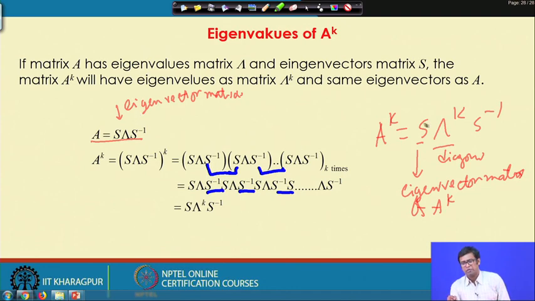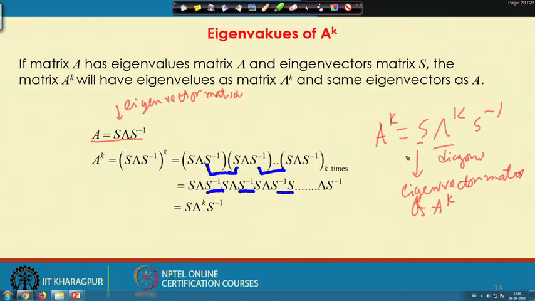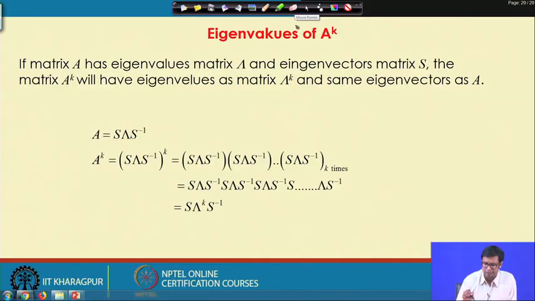Similarly, we get a diagonal form using S lambda to the power k S inverse. Therefore, S is also the eigenvector matrix of A to the power k. So, A to the power k and A will have the same eigenvectors, and the eigenvalues of A to the power k will be the diagonals of the matrix lambda to the power k, which you can easily check. This is very simple, but please check what the diagonal components of this matrix are.